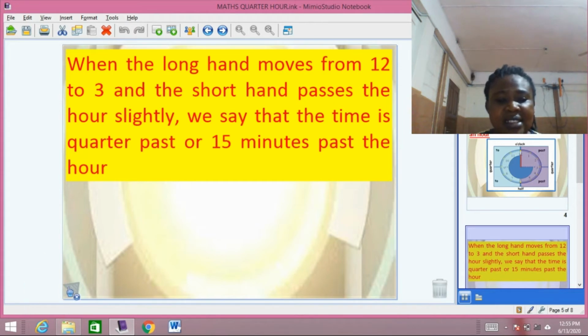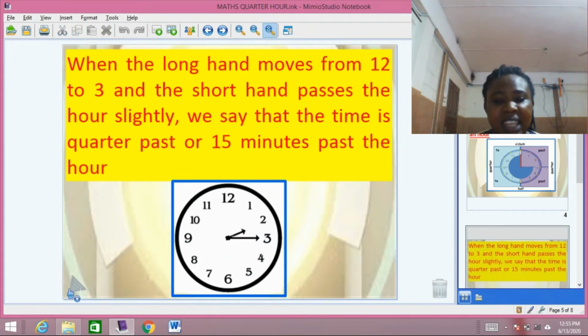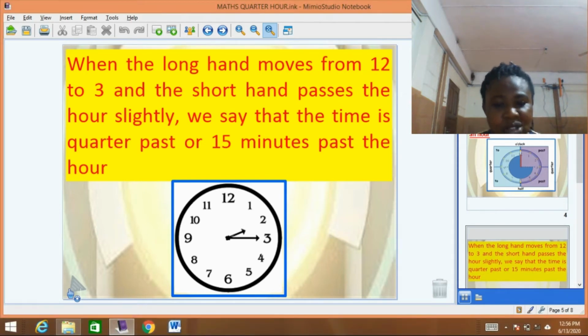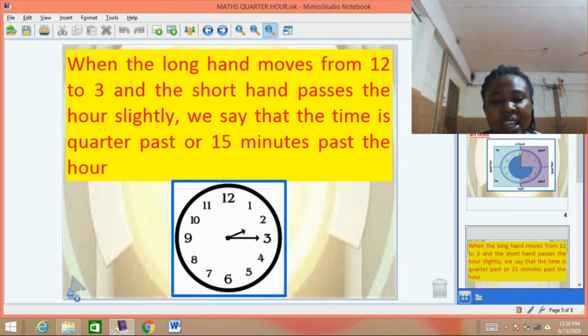Have a look at this. Can you see now? The short hand is pointing at 2, just a little bit past 2. But the minute hand, which is the longer hand, is pointing at 3. We say here that it is quarter past 2 or 15 minutes past 2. I repeat, here the shorthand is pointing at 2 while the longhand is pointing at 3. We say it is 15 minutes past 2 or quarter past 2. Do we get that?